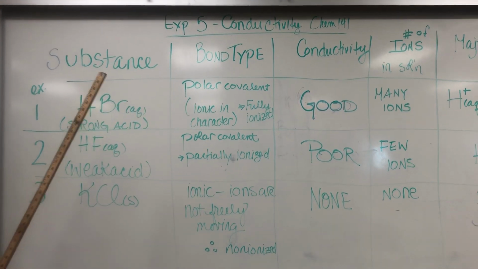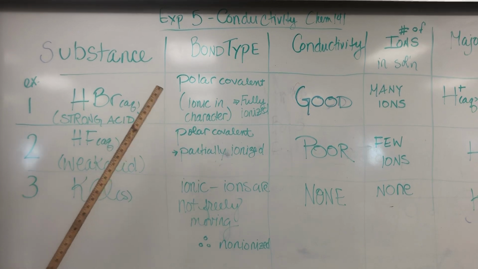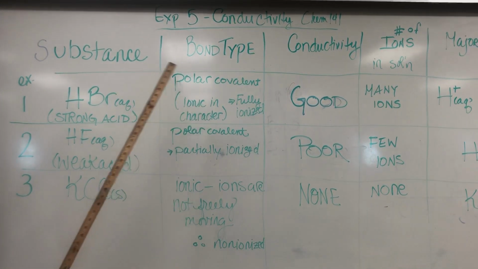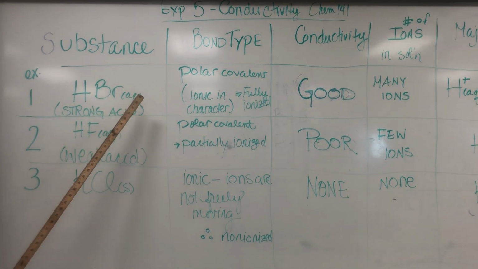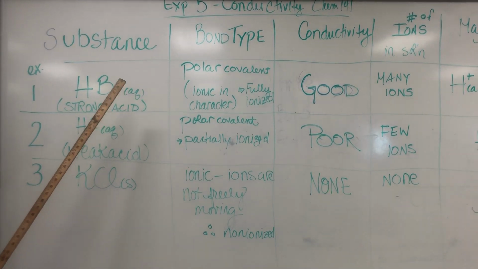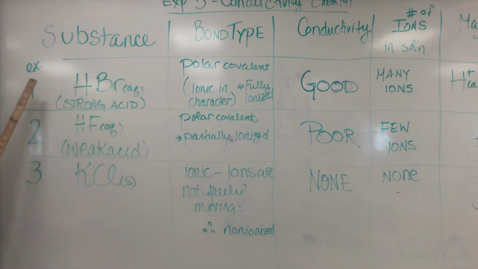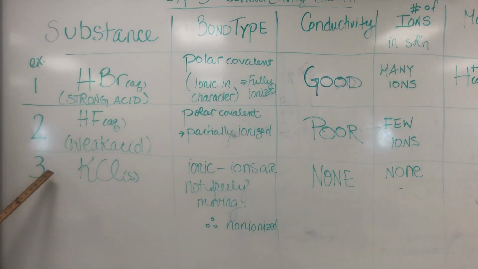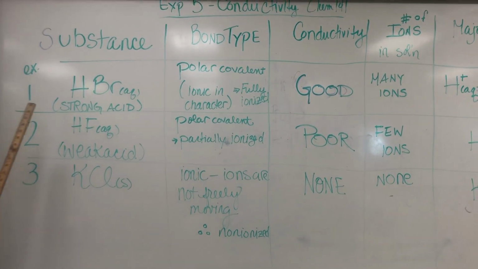This is going to be a discussion and a demonstration for experiment 5, conductivity, for chemistry 141. In solutions, especially aqueous solutions, you have the ability to conduct electricity if you have freely moving ions. So I have 3 examples here, and I know your instructor is going to lecture on this, but I want to go through it briefly.